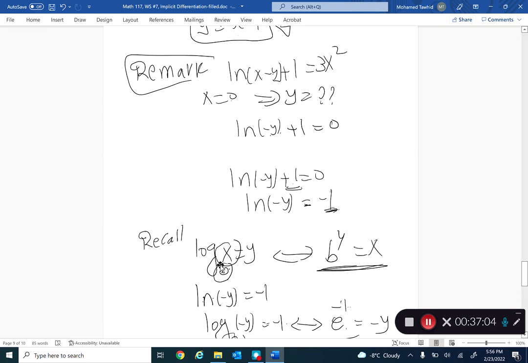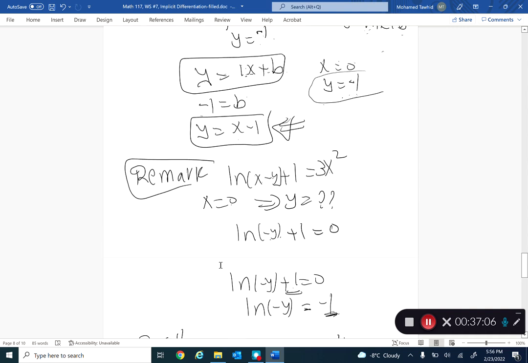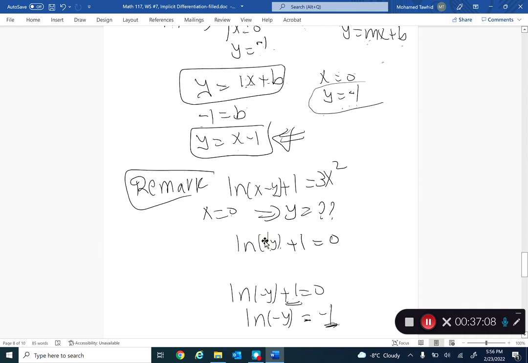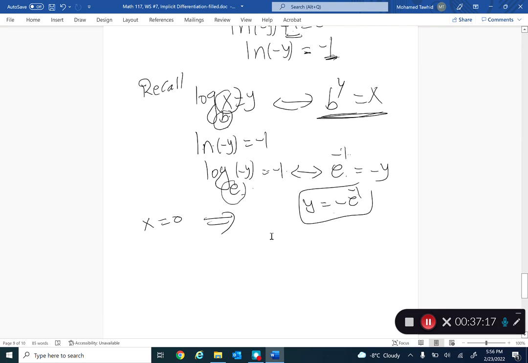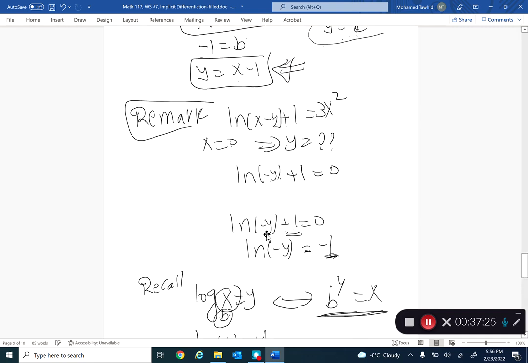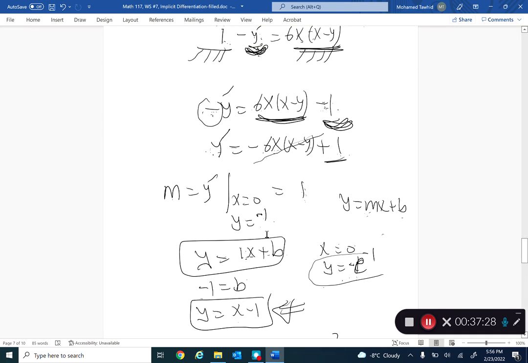So if I go back here, our slope is correct, except for your y. If I replace it by e to the power negative 1, look what you have: e to the power negative 1 equals negative y. So what is your y? Minus e to the power negative 1. So if I go back to these equations, your x equals 0, but your y is minus e to the power negative 1.